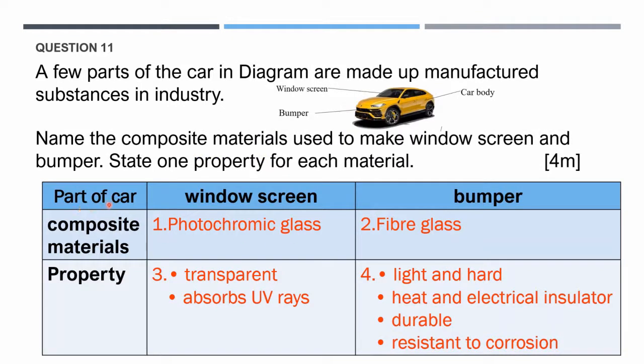Answer. Part of car. For window screen, composite material is photochromic glass. Property, you may write transparent or absorbs UV rays. For bumper, composite material is fiberglass. The property is light and hard, or heat and electrical insulator, or durable, or resistant to corrosion.